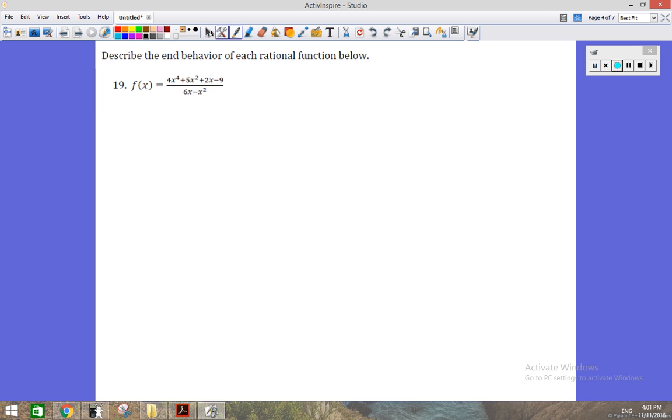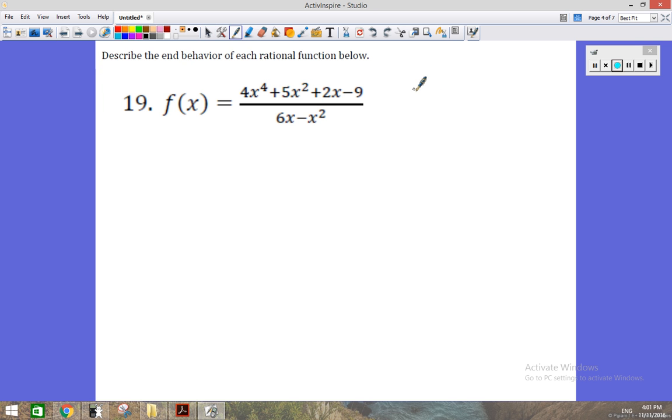Again, we start out the same way. To determine the end behavior, we compare the degree of the numerator against the degree of the denominator. The numerator is written here in standard form, or at least term by term, where I can see that the largest exponent on the variable x is 4. Now, the denominator is not written in standard form, but it is written term by term, so I can see the largest exponent is 2.